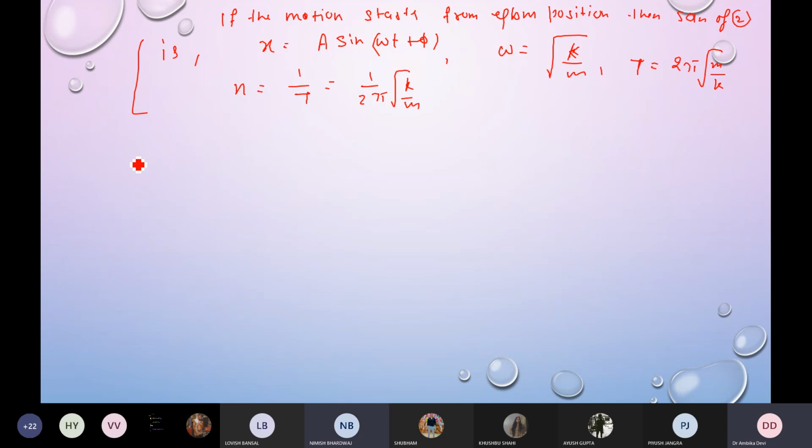So now we will discuss the second case wherein the vertical vibrations are taking place, where the mass is attached vertically to the spring and vertical vibrations are taking place. So let us see what happens in that particular situation. So the second case is the vertical vibrations.